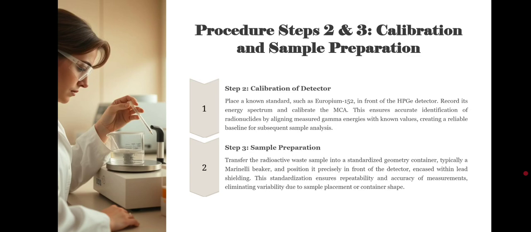Next, the sample is prepared, where the radioactive waste sample is transferred into a standardized geometric container, typically a Marinelli beaker, and positioned precisely in front of the detector. Encased within lead shielding, this standardization ensures repeatability and accuracy of measurements, eliminating variability due to sample placement and container shape.